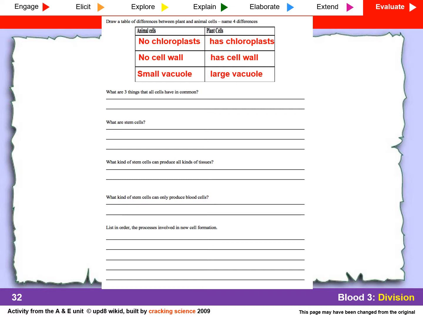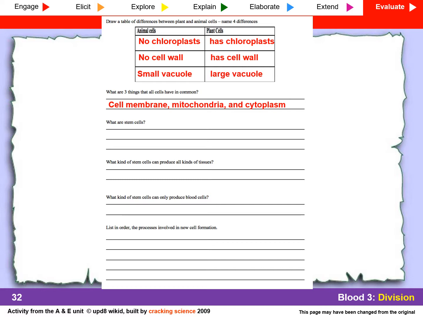Then we talk about 3 things that all cells are going to have in common. So you have the mitochondria, the cell membrane, and the cytoplasm. Wouldn't necessarily say the nucleus, because remember, not all cells have a nucleus. For example, the red blood cells do not have a nucleus. So nucleus would be something in common between animal cells and plant cells in general, but all cells, the red blood cells, don't have a nucleus.